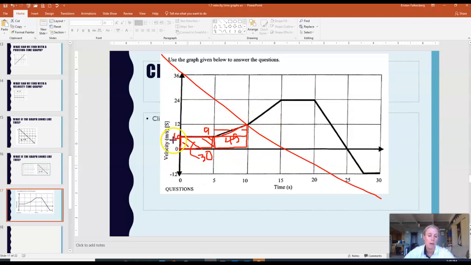So you're going to be asked about its velocities at certain times. You're going to be asked about displacement. You're going to be asked for distance. You're going to be asked, are you heading south or are you heading north? So you're going to read this graph and try to answer those questions.